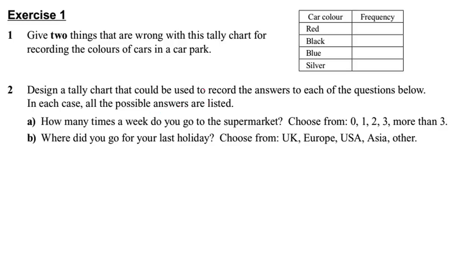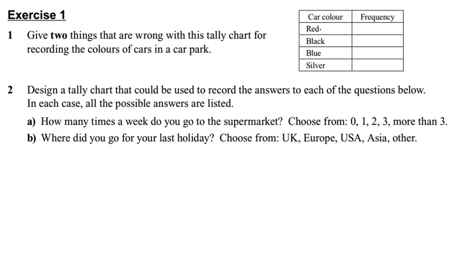Okay, so question 1 says, give 2 things that are wrong with this tally chart for recording the colors of cars in a car park. Right, so this tally chart, number 1, it doesn't have the tally column. It only has the frequency column. The other thing is that there could be other colors of cars, like maybe white or yellow. So the other possible responses are missing here.